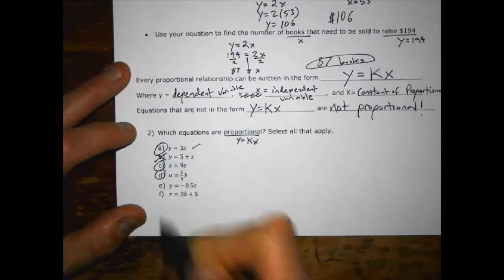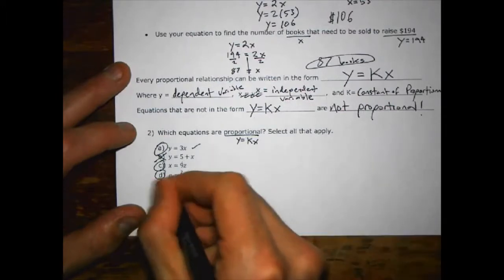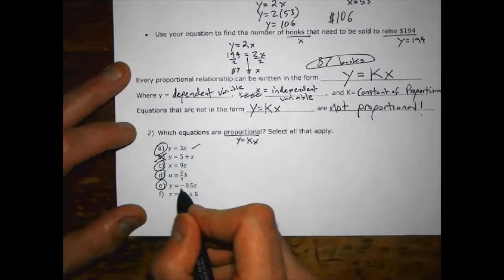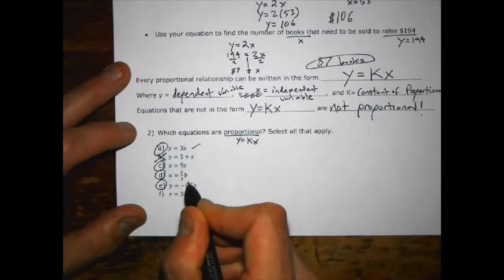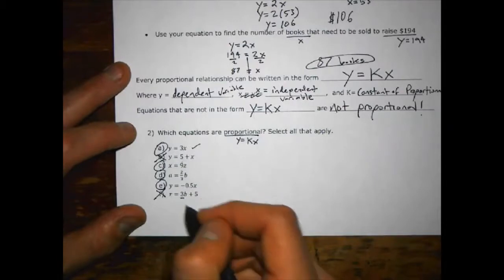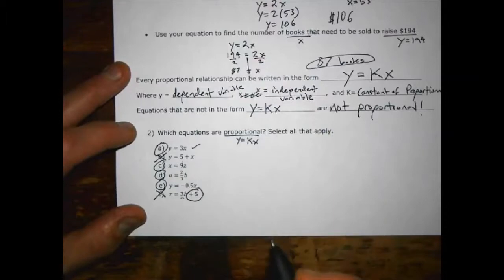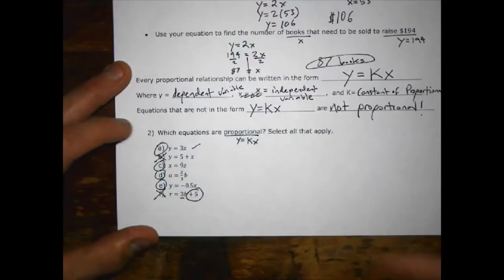What do you think about E and F? Well, E is proportional. The constant of proportionality is negative 0.5. But F is not. Even though it has 3b, which looks proportional, the adding 5 part makes it not proportional. All right, let's look at some other examples.